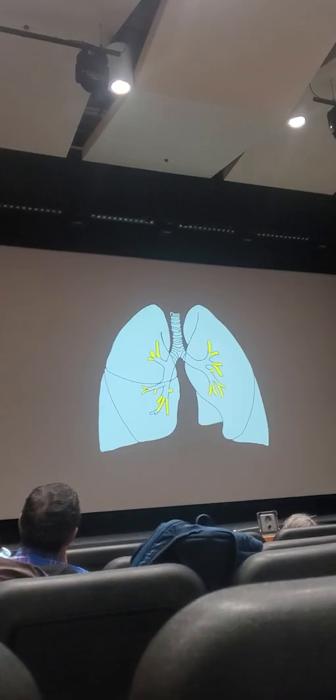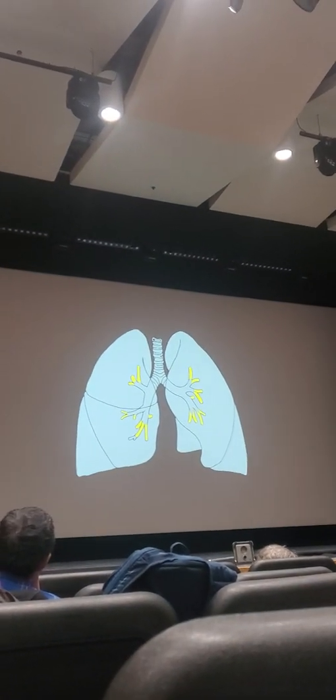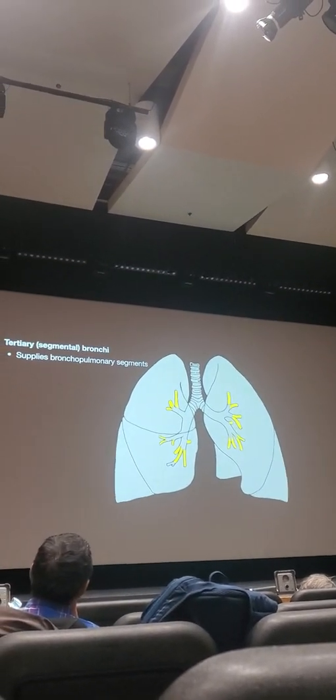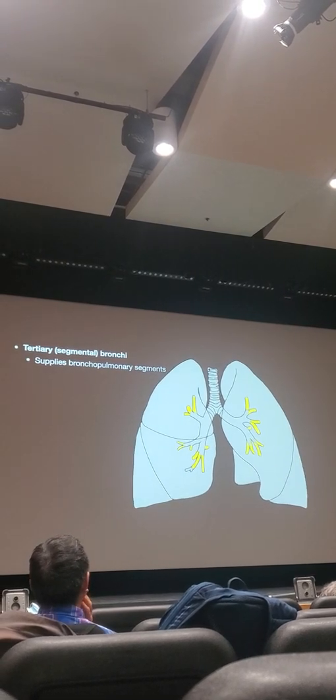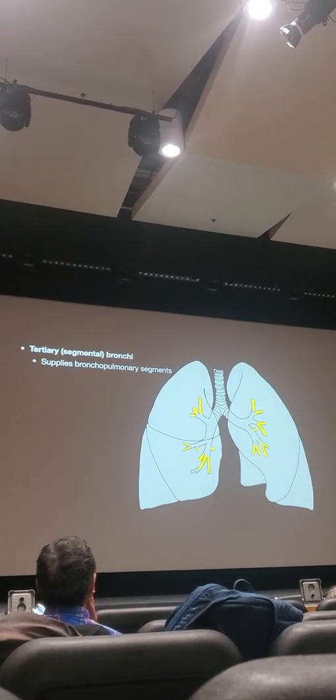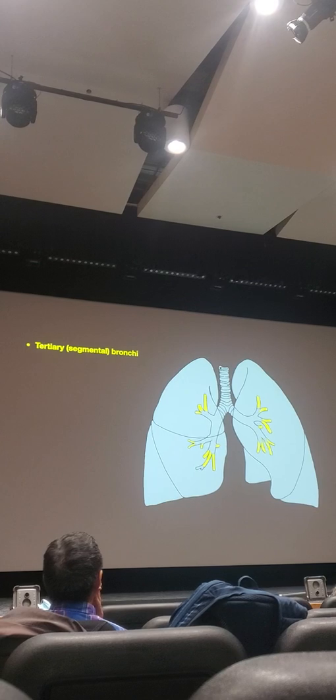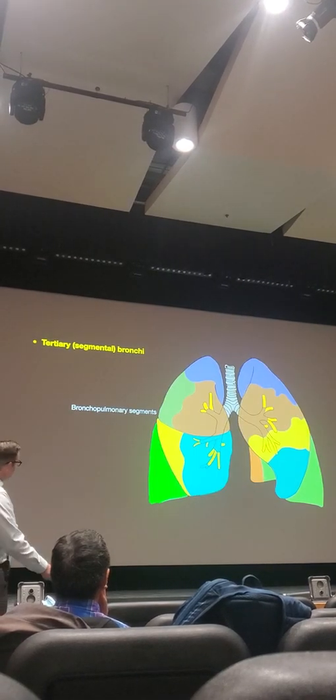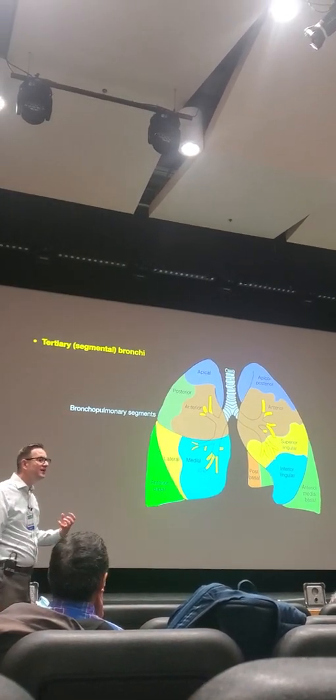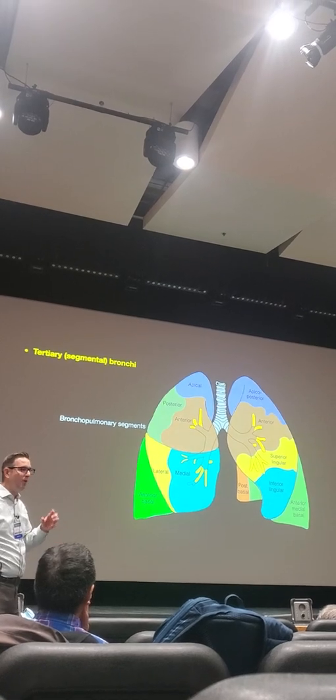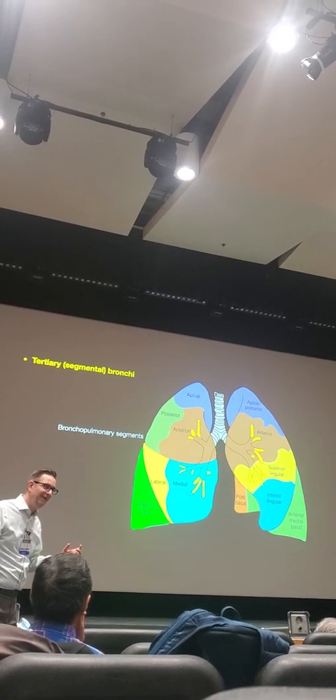Now, if you have primary and secondary, the next is tertiary. And they call these segmental bronchi because they supply a part of a lobe that's called a bronchopulmonary segment. And these tertiary segments then supply just parts of each of the lobes that are part of the lung.